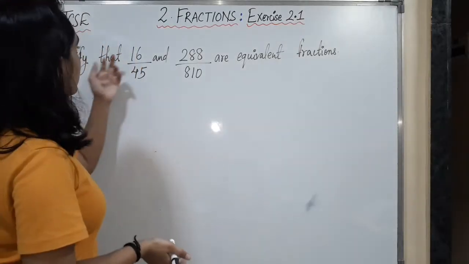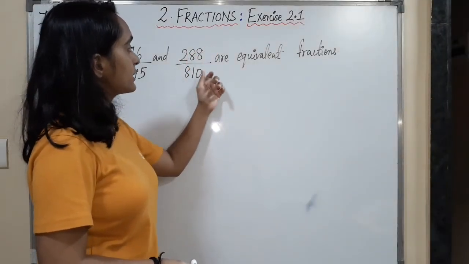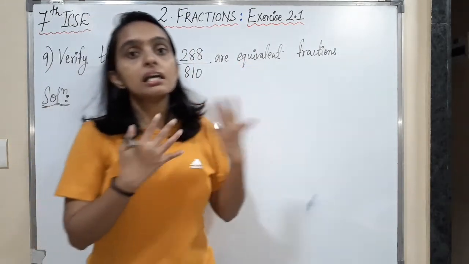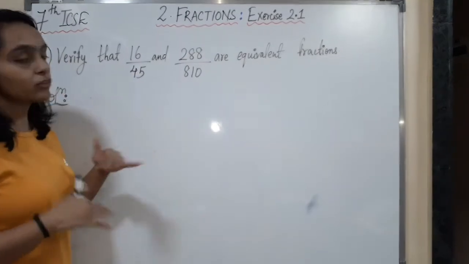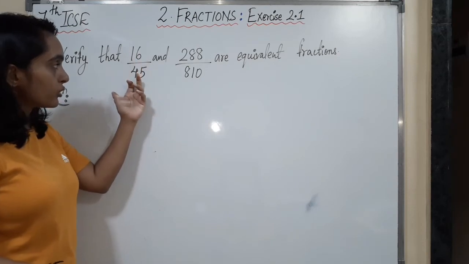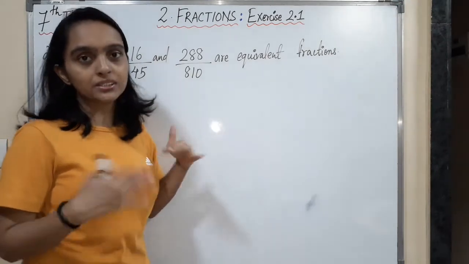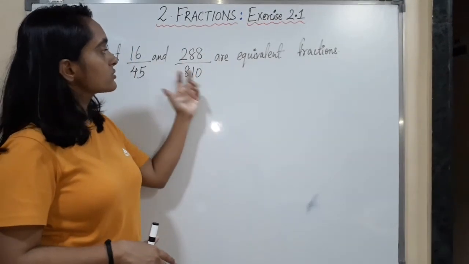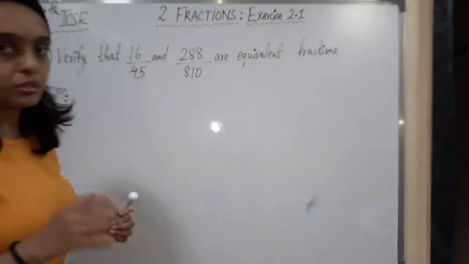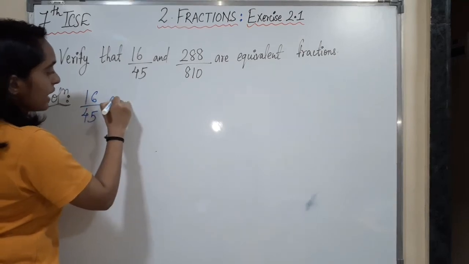Ninth question is verify that 16 upon 45 and 288 upon 810 are equivalent fractions. So equivalent fractions are the fractions having the same value. So here we have to show that they are equivalent. So we have to convert 16 upon 45 into 288 upon 810 by multiplying it by some integer, or we can reduce these fractions to get this number. Okay. So reducing it is much easier. The first fraction will be as it is 16 upon 45.